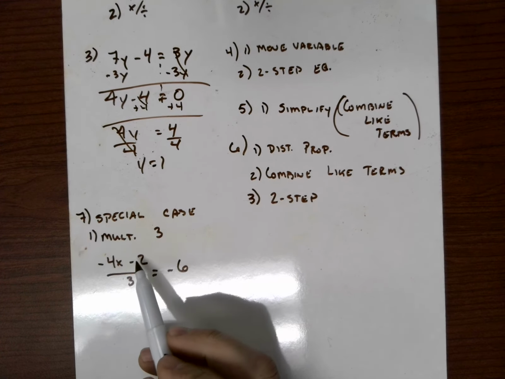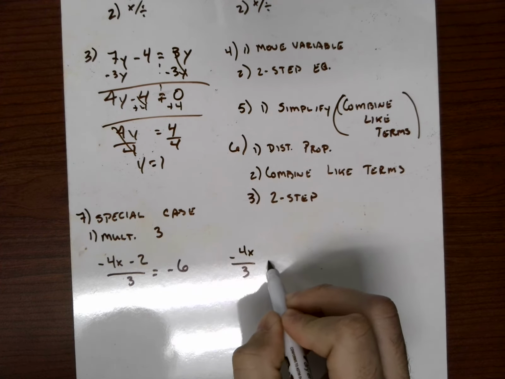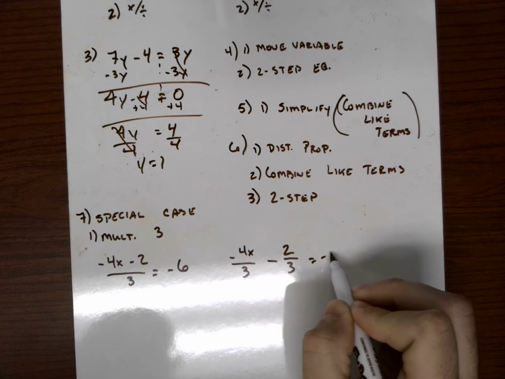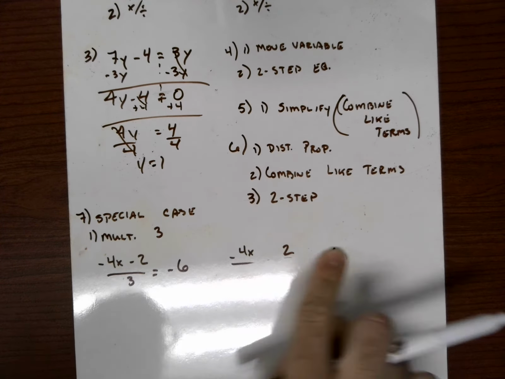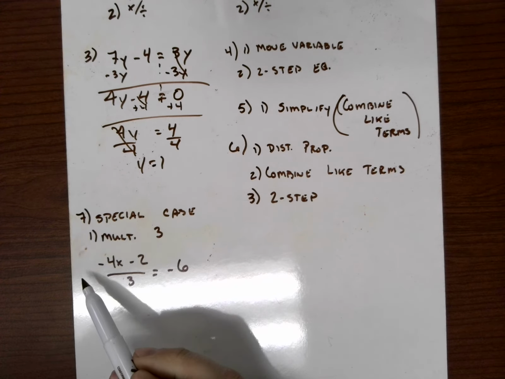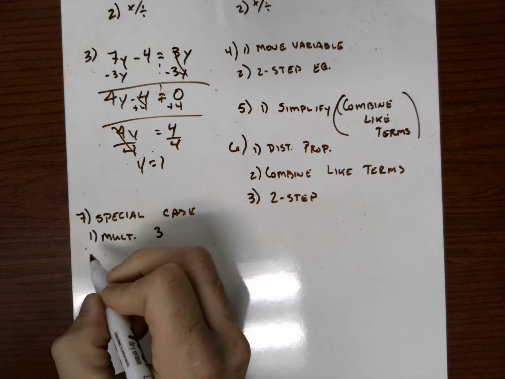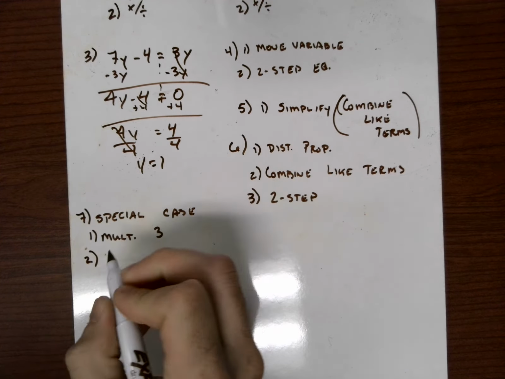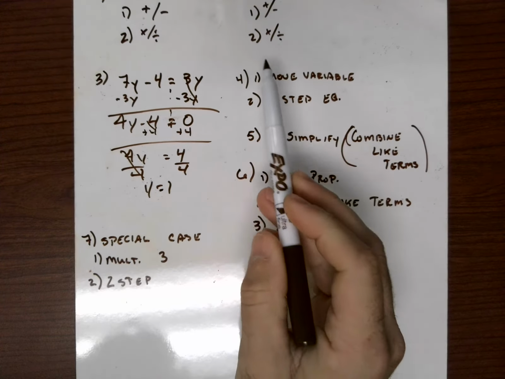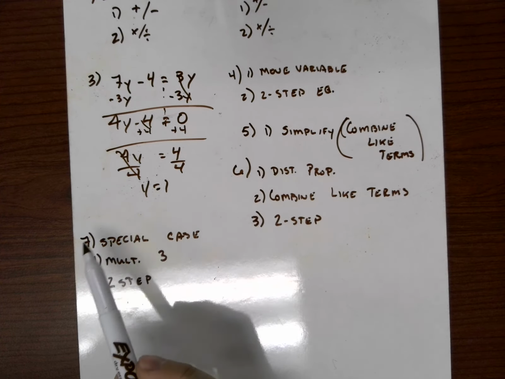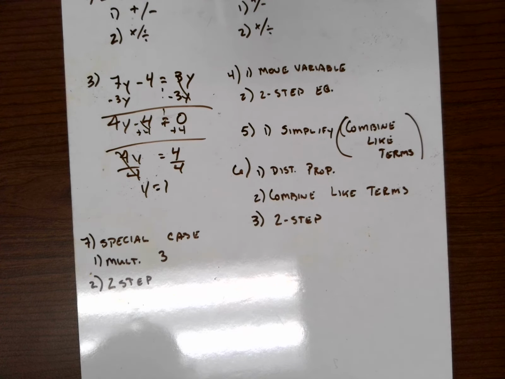You're not going to add 2. Remember, this is the same as negative 4x over 3 minus 2 over 3 equals -6. Everything up here is being divided by that. So before we start anything there, I need to multiply this 3 and get rid of it. So I multiply that 3 to both sides. Once I do that, then you have a two-step equation. Just the same rules apply as we did on number 1 and 2. Because when you multiply that out, you're going to get negative 4x minus 2 equals -18. And then you would go from there and solve.